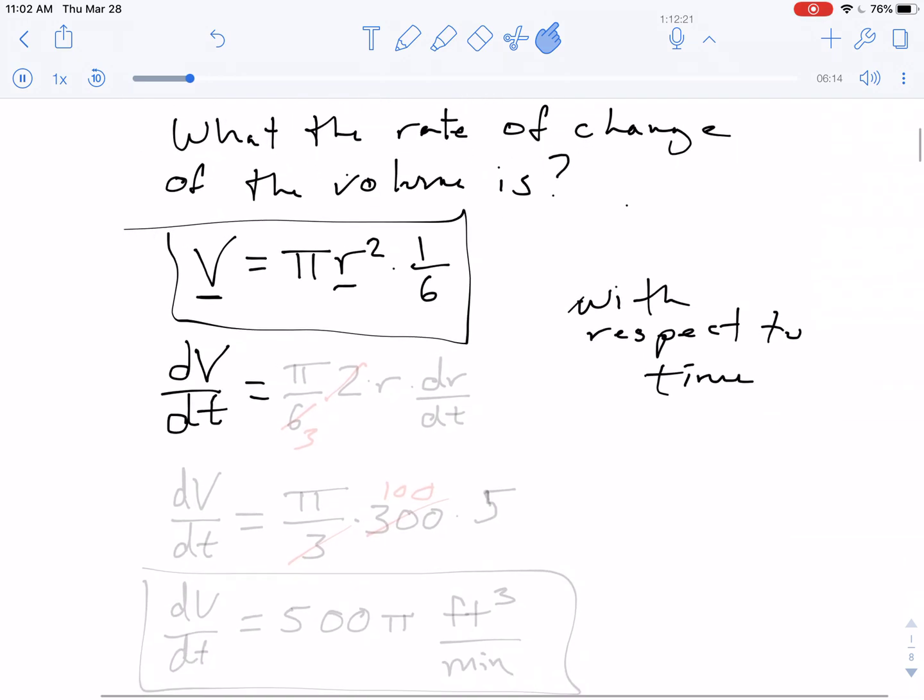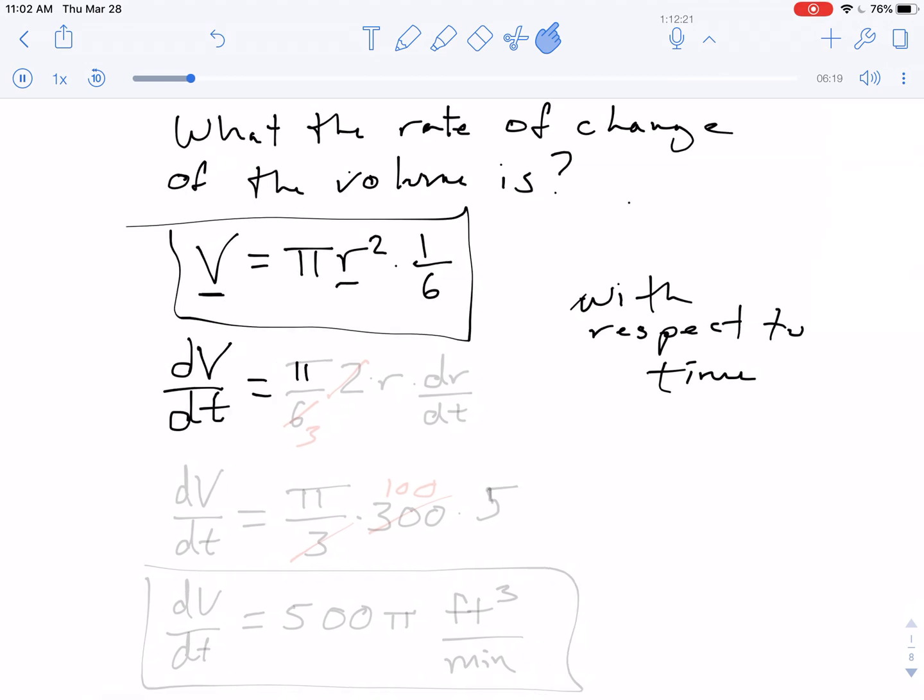If I take the derivative, let me move things around. I'm going to say that's pi over 6, just a constant being multiplied by r squared. If I take the derivative of r squared, I get 2 times r, because r is a function of time. I don't know what that function is, but we have to use the chain rule and multiply by dr/dt. So here is my derivative, dV/dt.